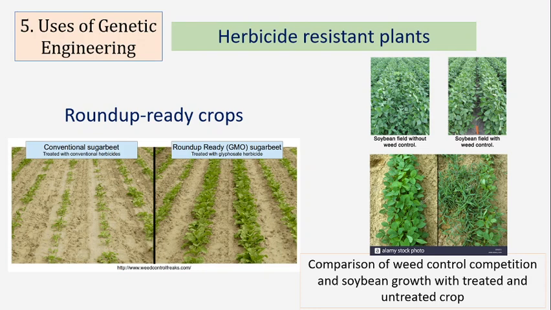And when they see that the crops are dying, then they develop glyphosate resistant plant varieties, that is GMO sugar beet or GMO soybean, etc.